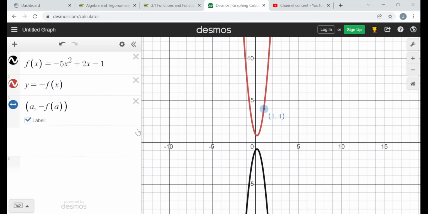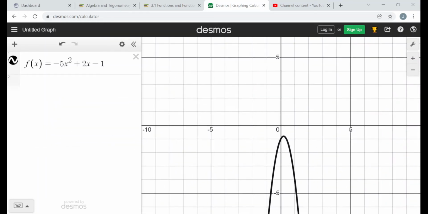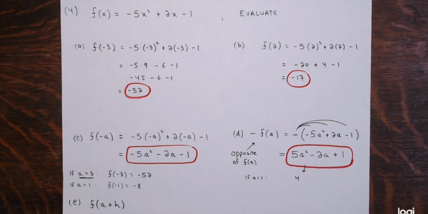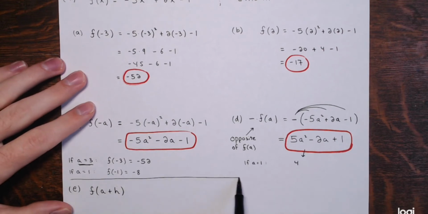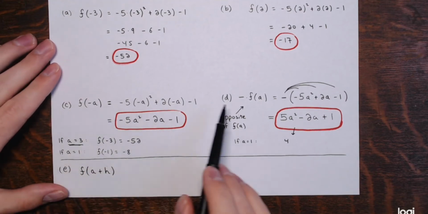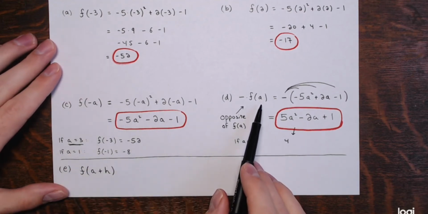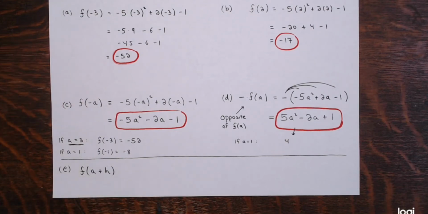Okay, and then finally, I'm still keeping the original function now. Right, going back to the original function. Look at part E. Let me separate these. Now part E, notice, in parts C and D, I replaced X with an expression that had just one variable A in it, right? In part E, I'm replacing X with an expression with 2 letters, A and H. Still no different here.